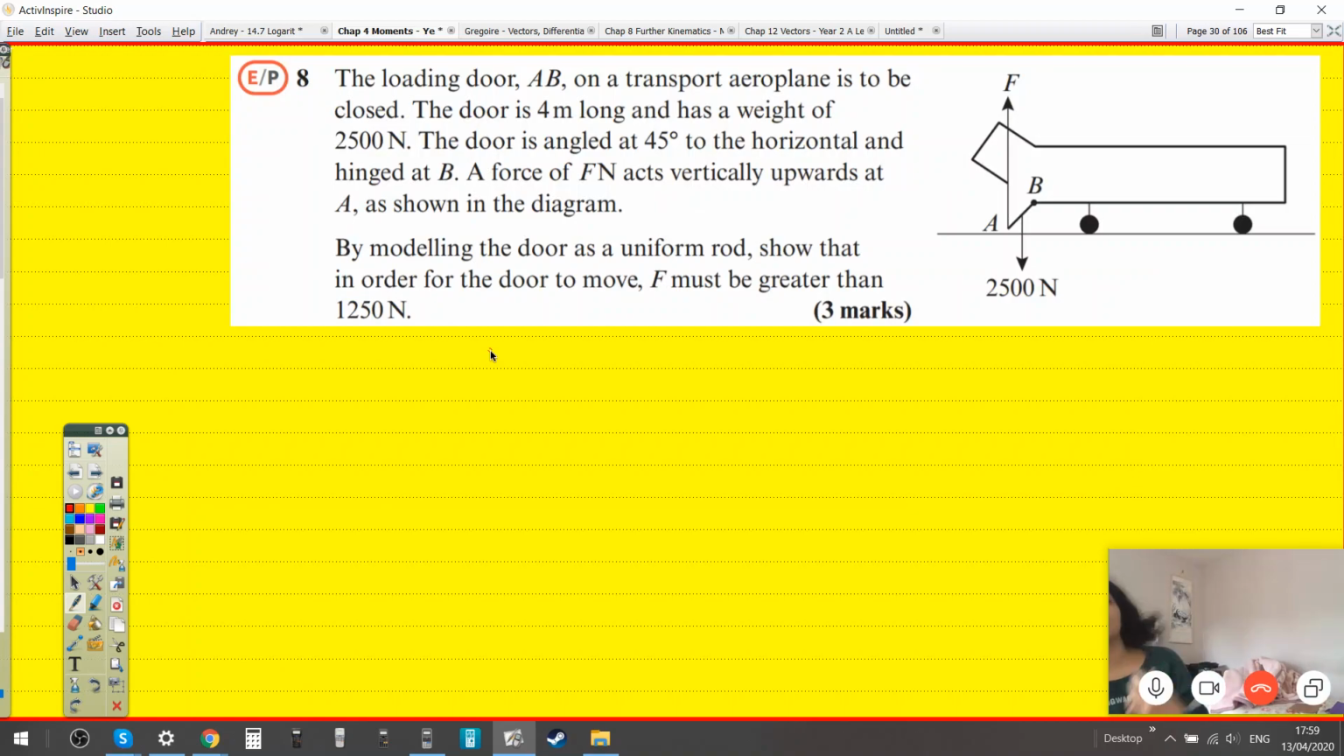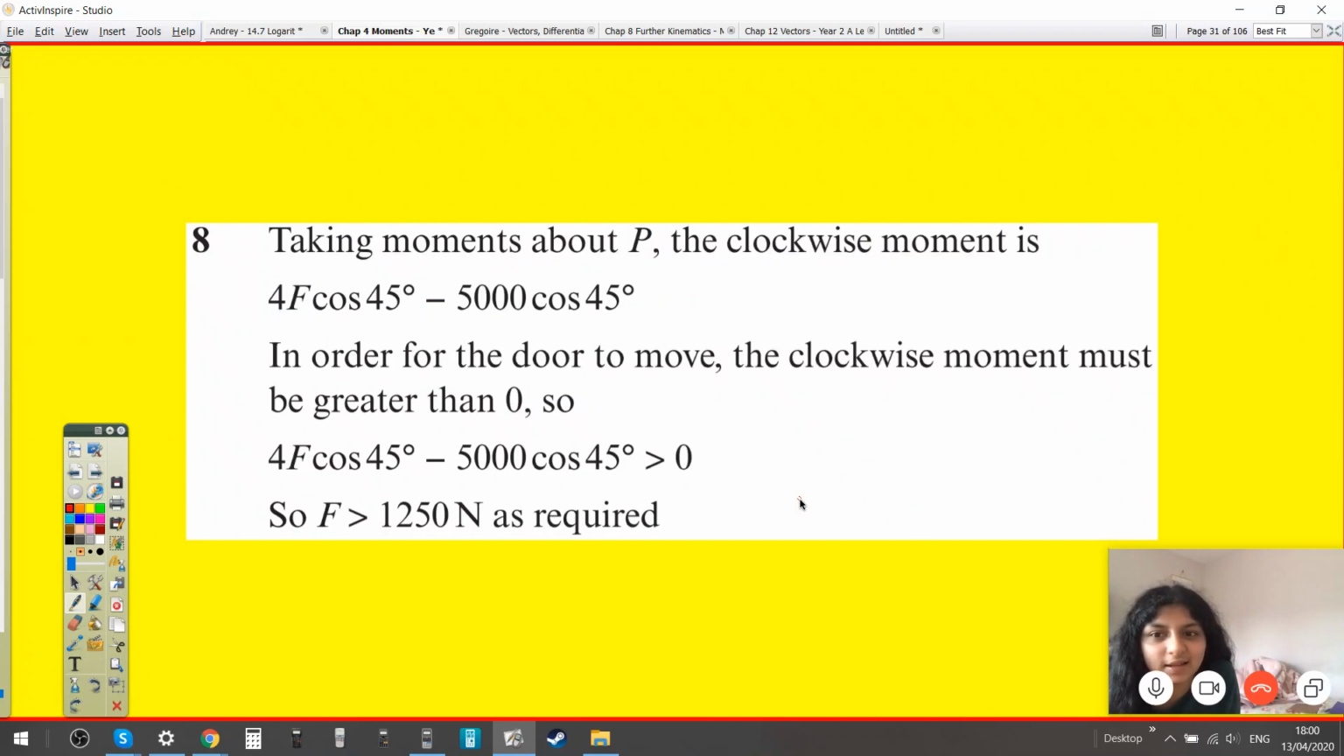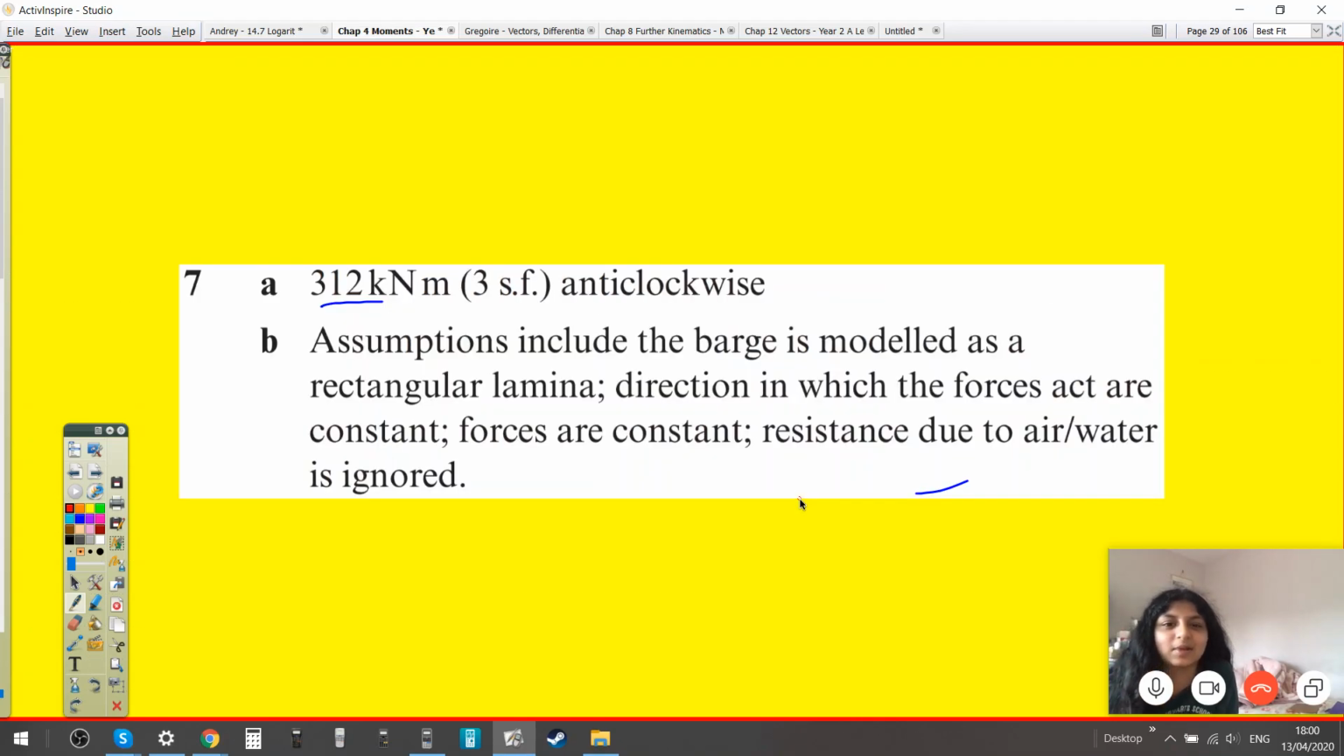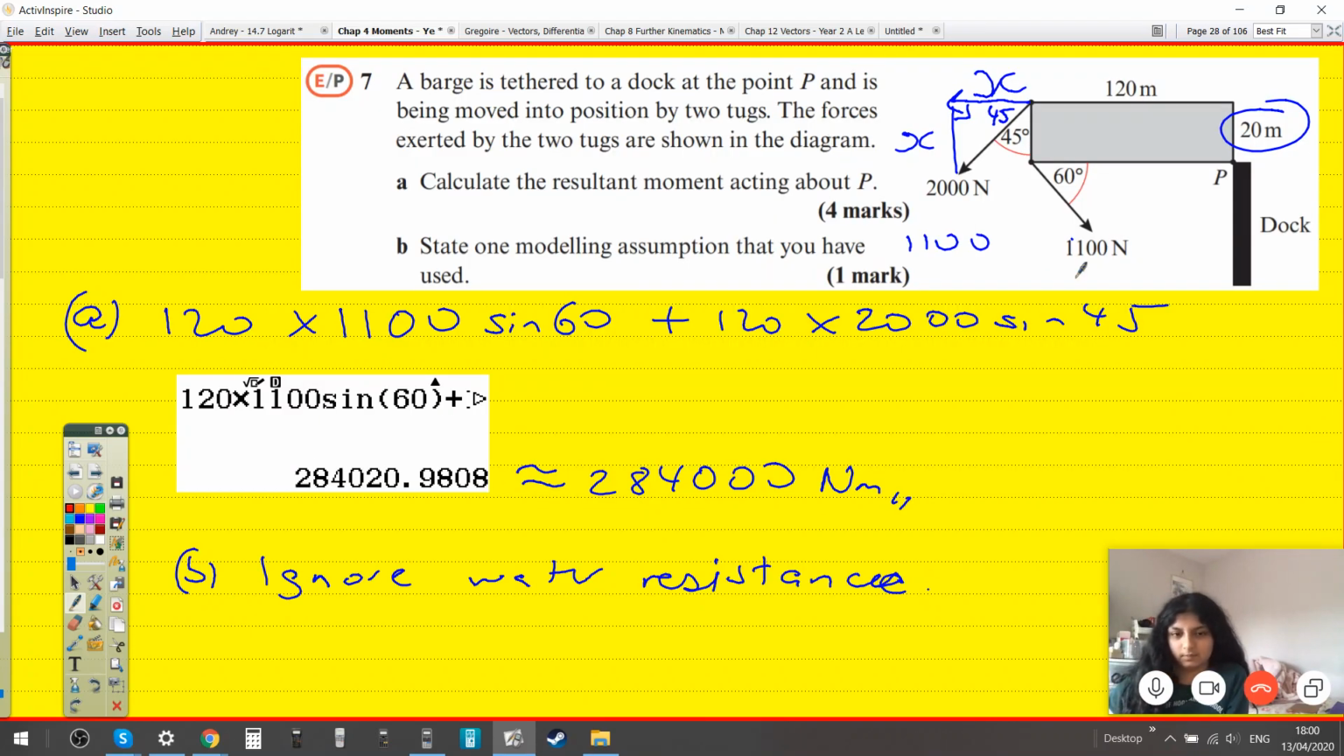I just don't see the door. I don't see P. Is this whole thing the aeroplane and these are the wheels? I think it's A to B, because it says the loading door AB. So this tiny little thing down here is the door. Yeah, but I don't know what P is. There is no P. I don't know what they did. So this is the only one that's the thinker, 312. I'll look at that and see if I can come up with something.